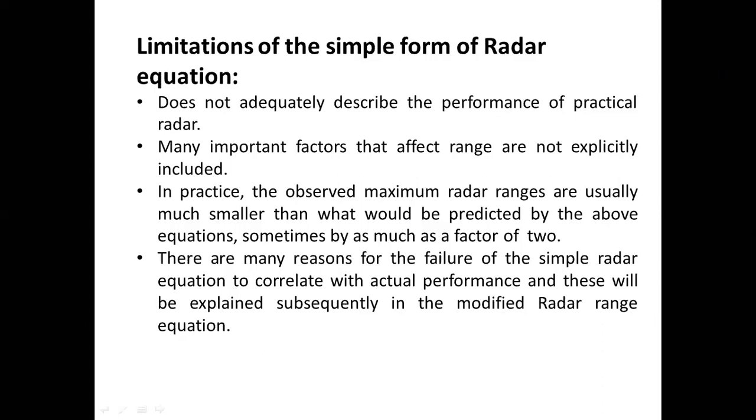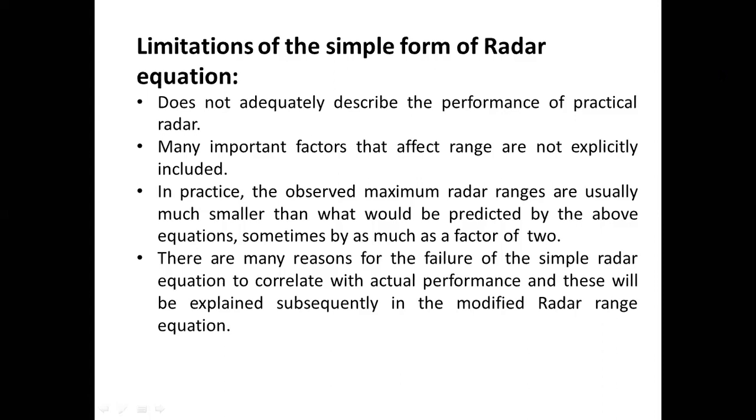Many important factors that affect range are not explicitly included. Many factors means gain, power, radar cross section, aperture area. These are a lot of attributes to consider to calculate the radar equation. In practice, the observed maximum radar ranges are usually much smaller than what would be predicted by the above equations, sometimes by as much as a factor of 2. There are many reasons for the failure of radar; the simple radar equation could fail to match actual performance.